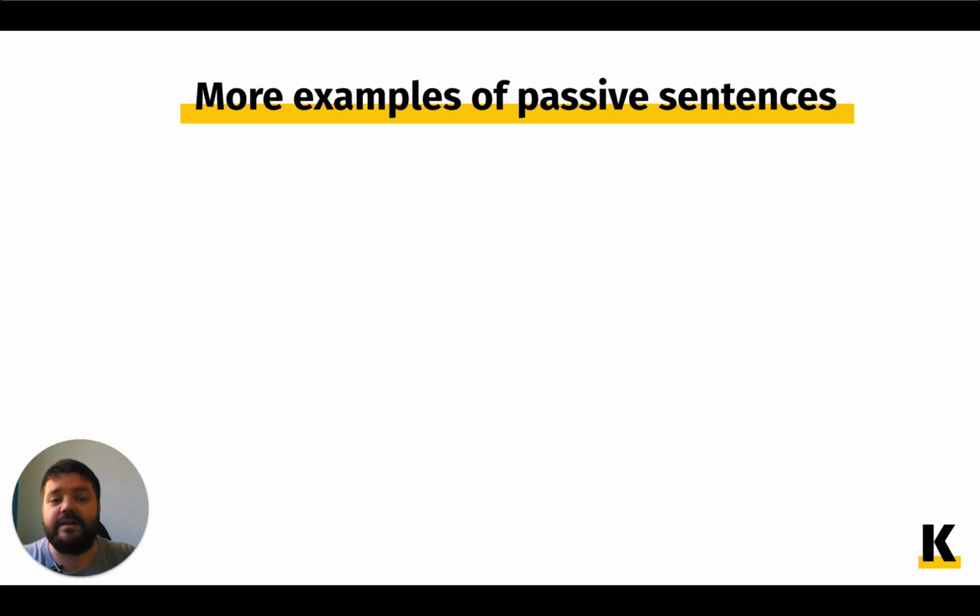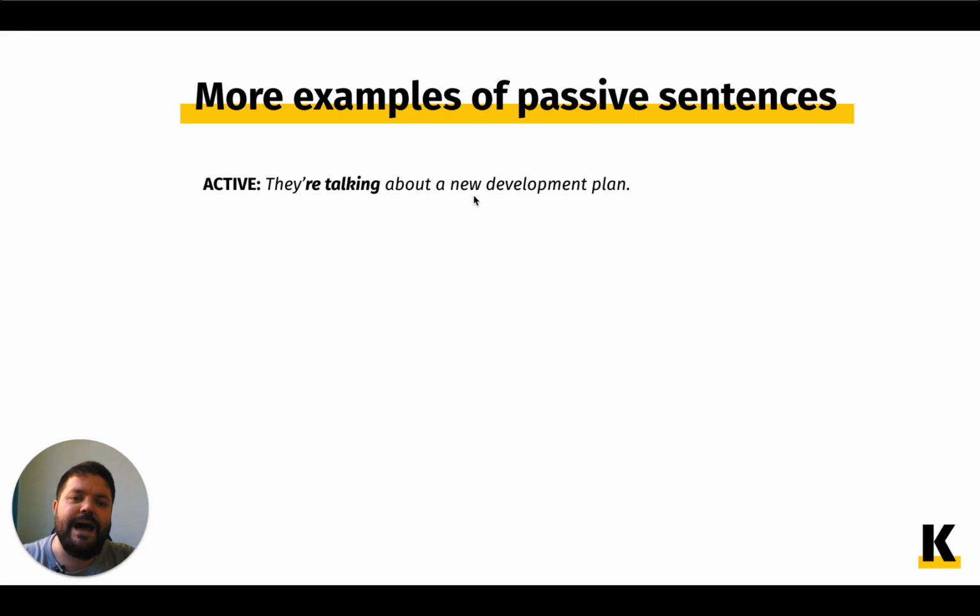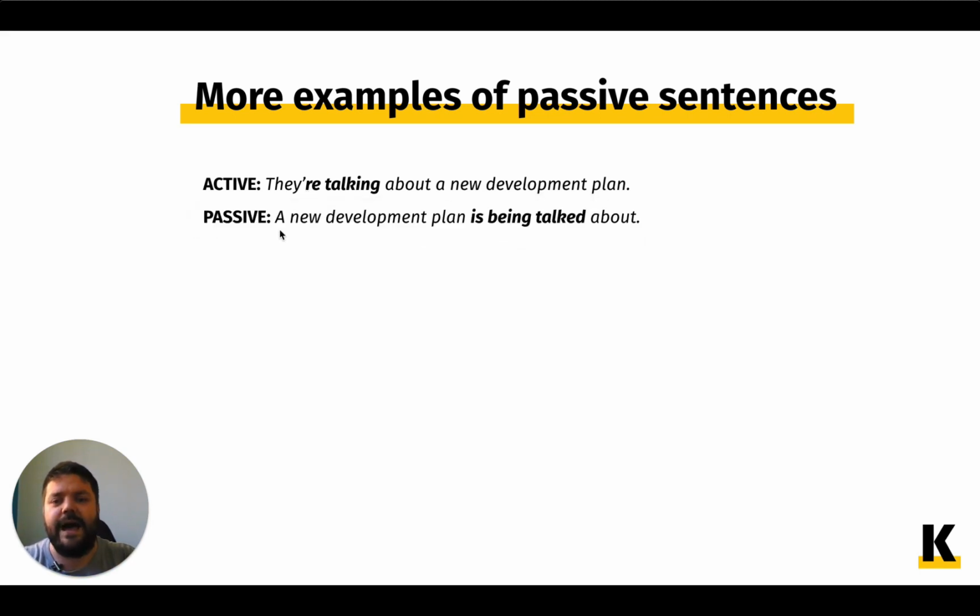So let's check out more examples. In the active, for example, they're talking about a new development plan. So they are talking about a new development plan. The subject is they, and here we have a preposition, and we have a new development plan. That would be the object. And they are talking is the verb. The main verb is talk, and this is in the present continuous. So we're going to need the present continuous of the verb to be, and then the past participle of talk. So we would say a new development plan is being talked about. In this case, we would leave the preposition at the end next to the verb that it goes with, as it's a dependent preposition.